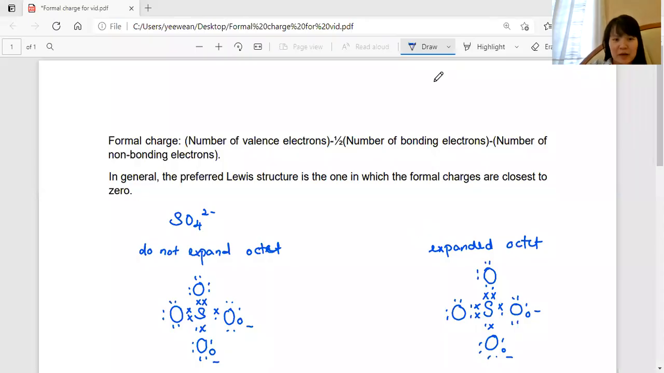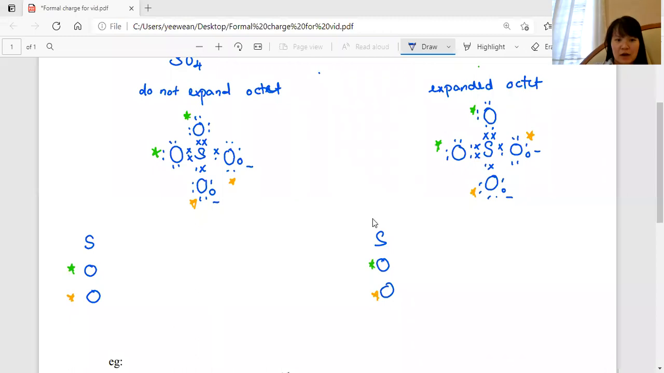We're going to use this formula: number of valence electrons minus half the number of bonding electrons, and then minus the number of non-bonding electrons. Let's do that. I put a colored star to mark each of the oxygens so that you know which one we're calculating. Sulfur, there's only one, and there are 2 types of oxygen here: one with the dative bond, which I put in a green star, and the one with the charge and a single bond, with a yellow star. Same goes for the one with expanded octet: the one with a double bond, a green star, and the one with the single bond with the charge, a yellow star.